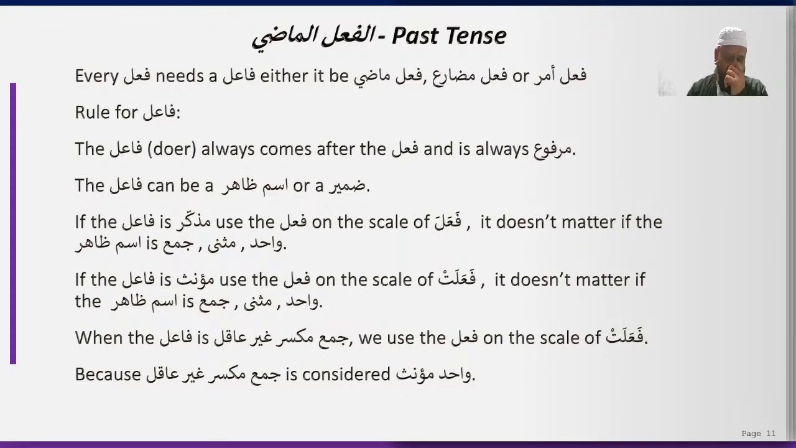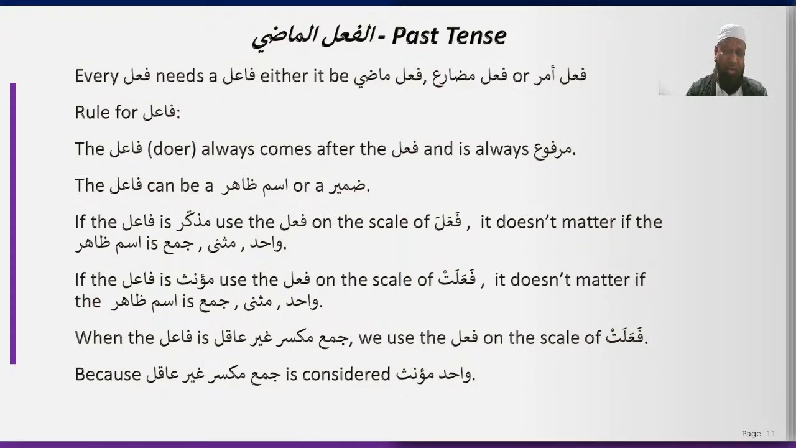If the fa'il is mudhakkar, use the fa'il on the scale of fa'ala. It doesn't matter if the ism dhahir is wahid, muthanna or jama'. So we're talking about the fa'il when it is ism dhahir. If it's ism dhahir mudhakkar, we always use the fa'il on the scale of fa'ala. If the ayn kalima has a kasra, we change into kasra, fa'ila. And if the ayn kalima has a dhamma, we change to fa'ula.